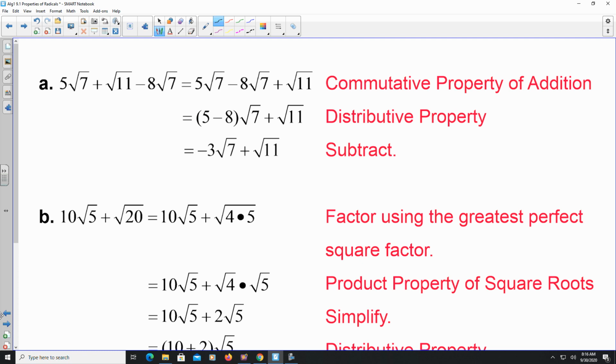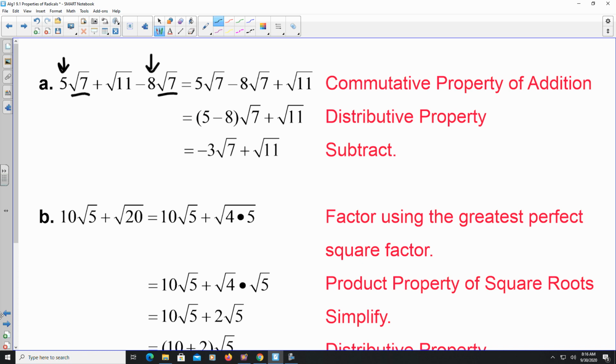The final thing that we're going to be taking a look at is adding and subtracting. And the thing about adding and subtracting radicals is you can only combine values that have the exact same stuff inside the radical. So if you notice here that I have a square root of 7 and a square root of 7 for these two terms, what that means is I can combine the 5 and the negative 8.